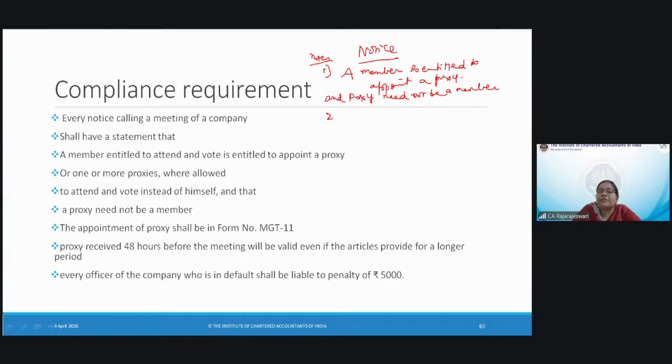So if a proxy has to be appointed, the member should fill MGT 11 and deposit that proxy with the company 48 hours before the meeting. 48 hours means 2 clear days. If 10 a.m. is the meeting, then 48 hours before that, they should deposit the proxy form with the company. That is the meaning. Suppose 1 p.m. is the meeting, then 48 hours before that. So that's why 48 hours before the meeting, the member should deposit the proxy form.